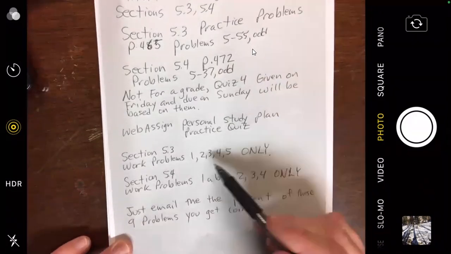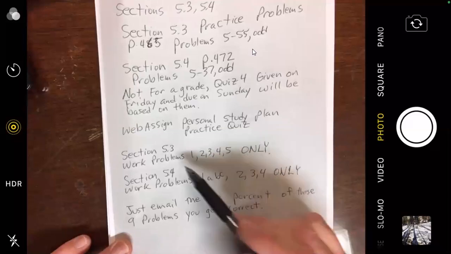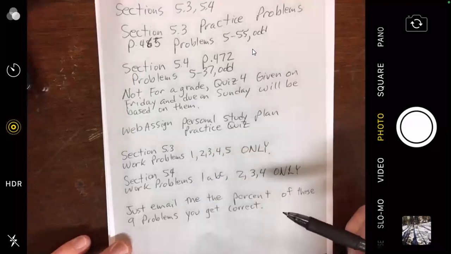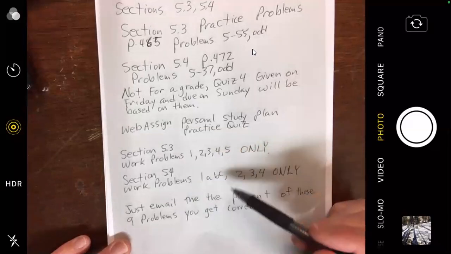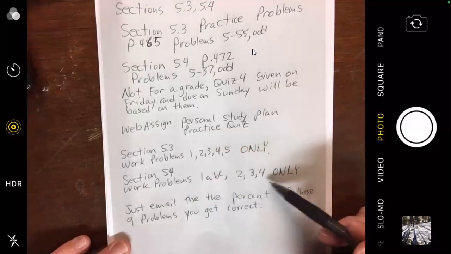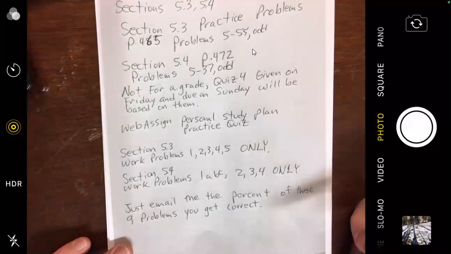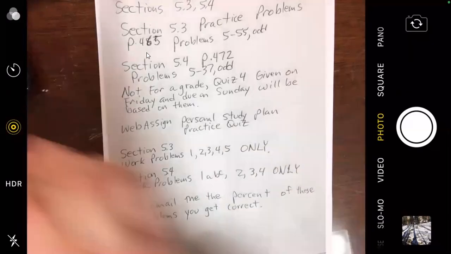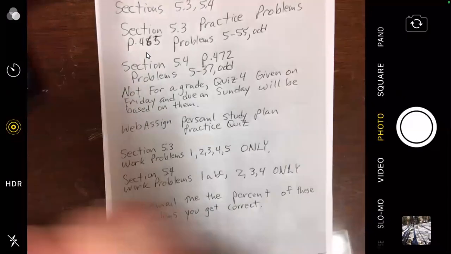WebAssign personal study plan, problems 1, 2, 3, 4, and 5 only in section 5.3. Problems in section 5.4, 1A, B, and C, 2, 3, and 4 only. And I believe that's 9 problems. So just email me the percent of these 9 problems that you get correct.